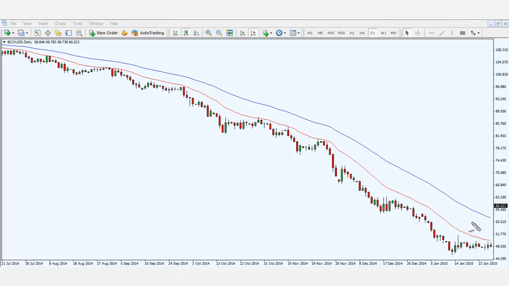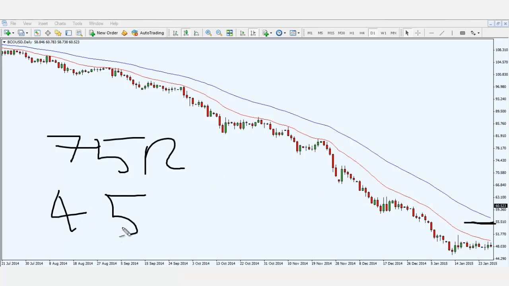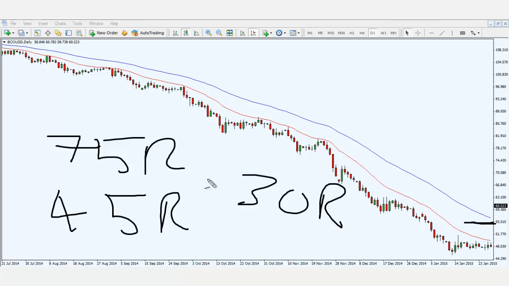So right now I exited at around 55, which is 2 ATR above the 20 period moving average. And at one point of time I was up as much as 75R. So at $55, I exited with a profit of 45R. So what happened is that I was willing to gamble 30R, because 75 minus 45 will give you 30R. 30R, I was willing to gamble to watch if price would go down lower.